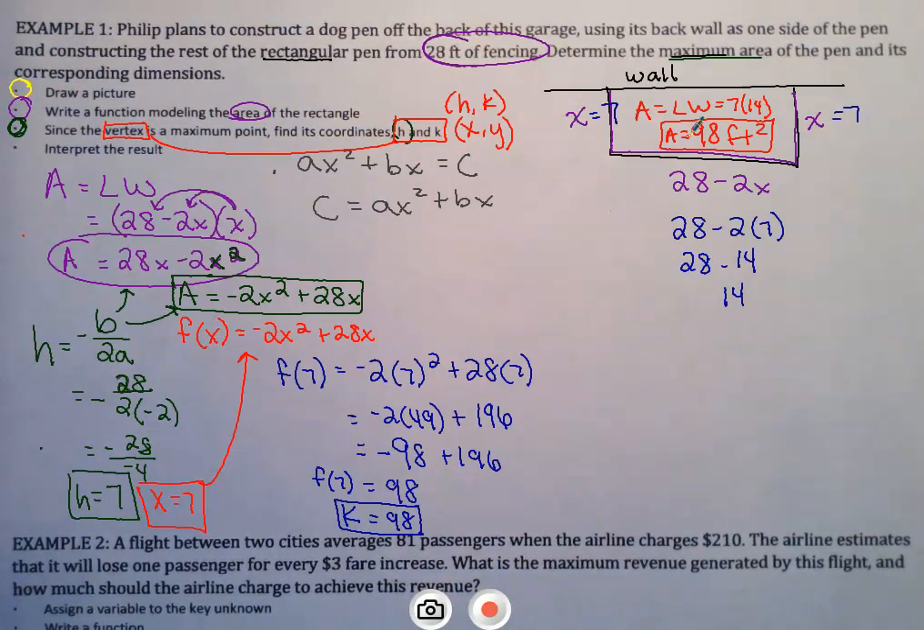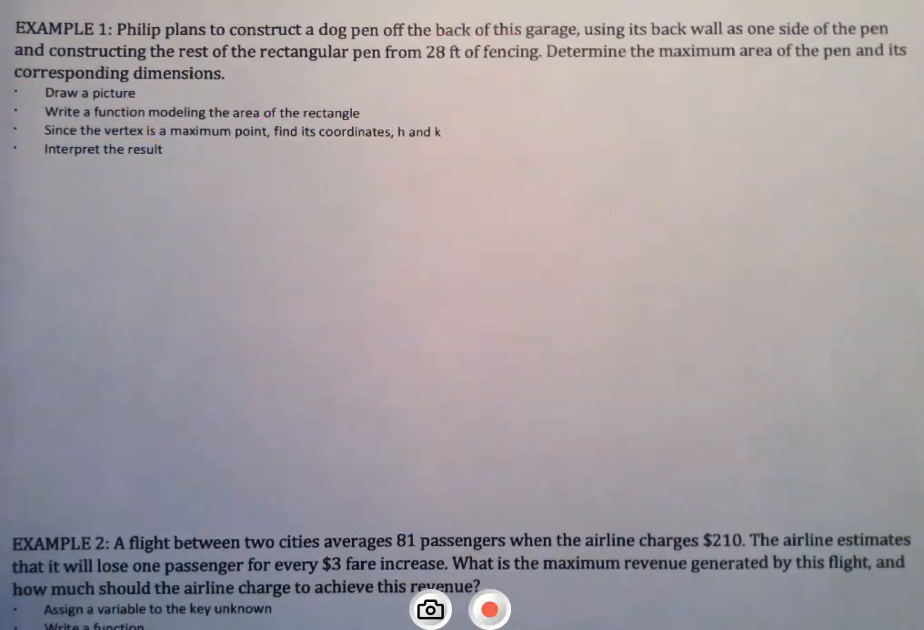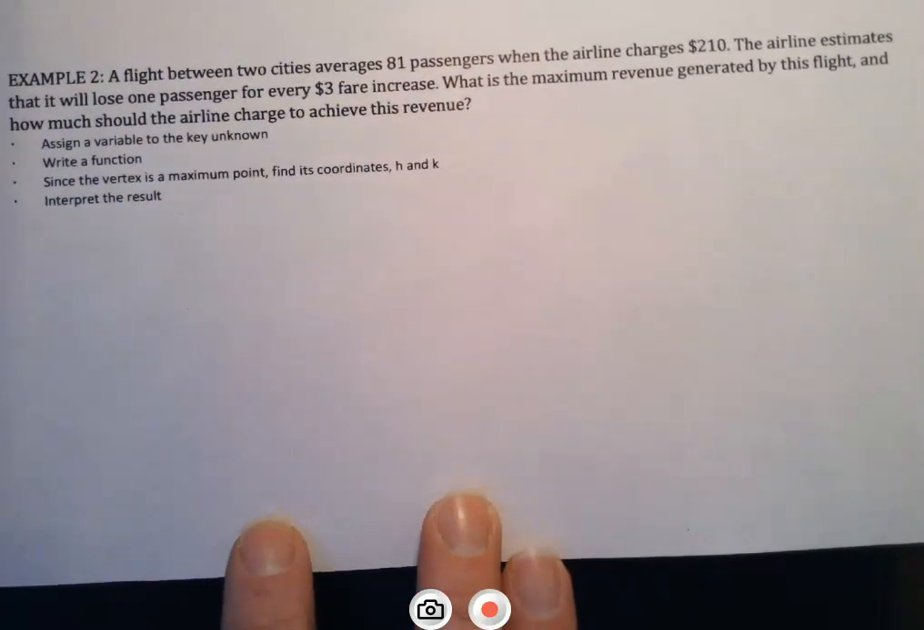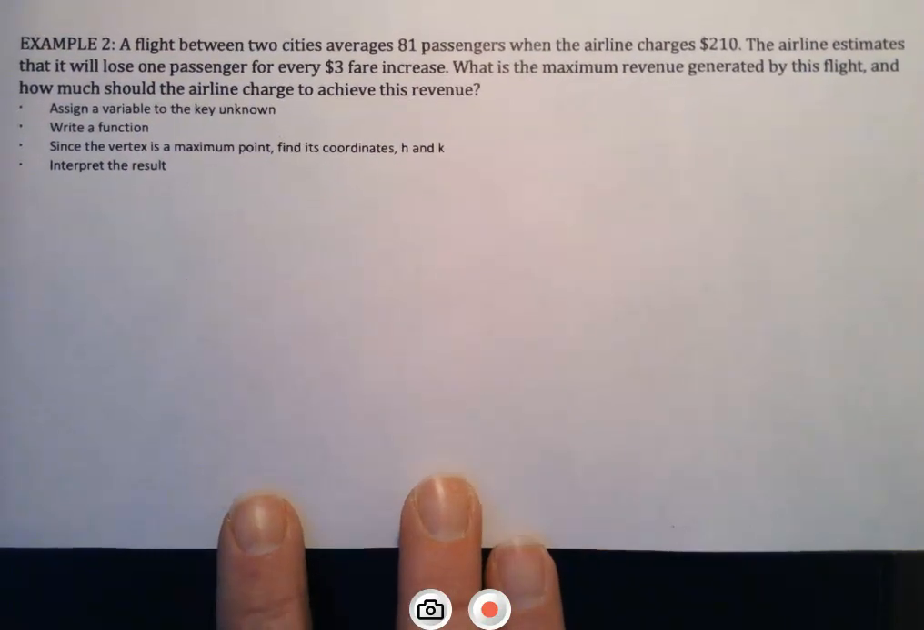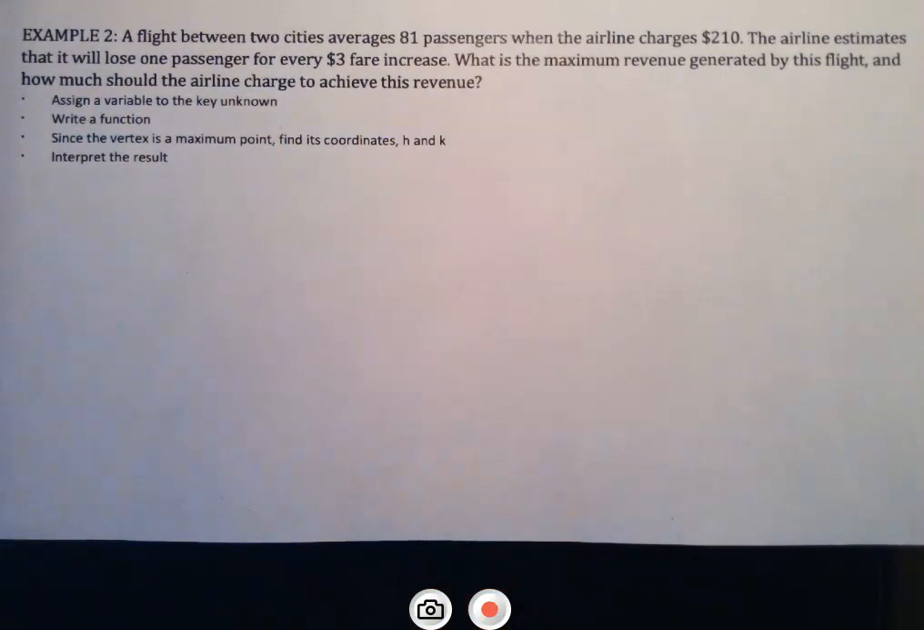How do we apply this to an actual word problem? How would we do that? Okay, so let's try example 2. A flight between two cities averages 81 passengers when the airline charges $210. The airline estimates that it will lose one passenger for every $3 fare increase. What is the maximum revenue generated by this flight? And how much should the airline charge to achieve this revenue?